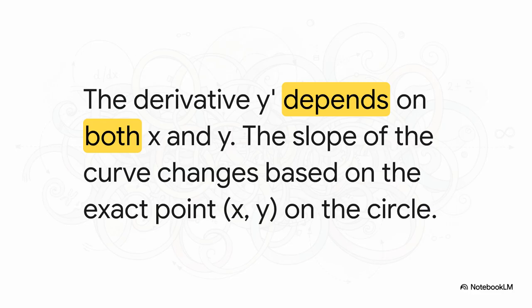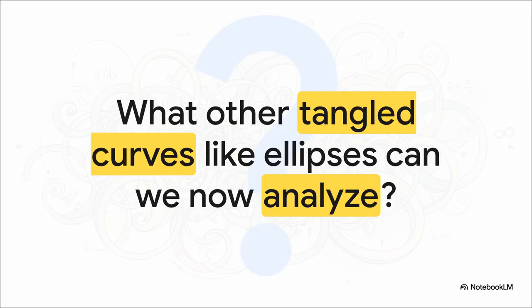It's actually pretty amazing. We've basically just unlocked a superpower for calculus. We can now find the instantaneous rate of change on all these cool shapes we couldn't easily handle before. So that leaves us with one final, exciting thought. Now that we have this tool, what other tangled curves, like ellipses, and even more complex graphs can we finally analyze? The possibilities this opens up are truly exciting.